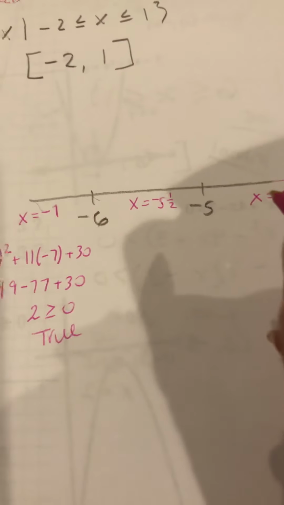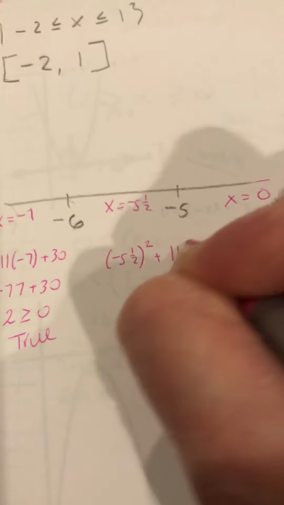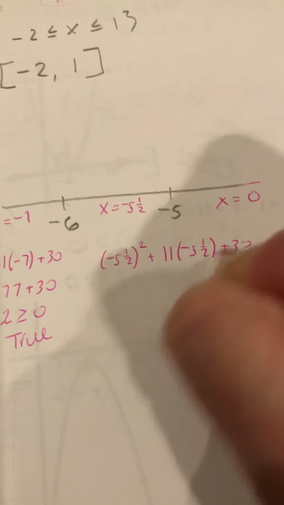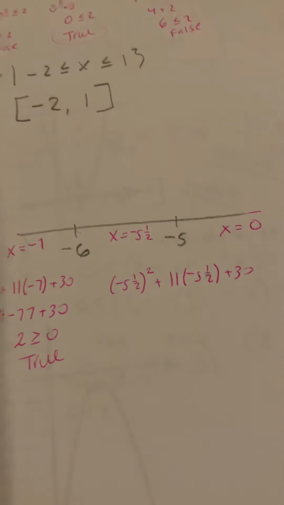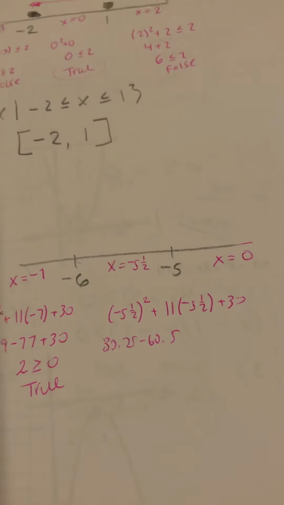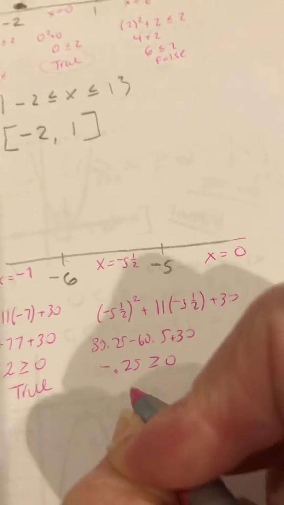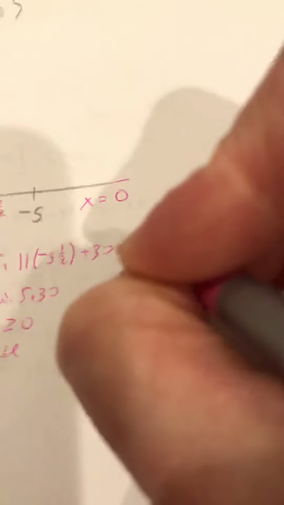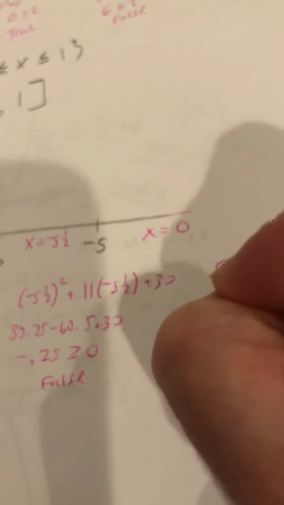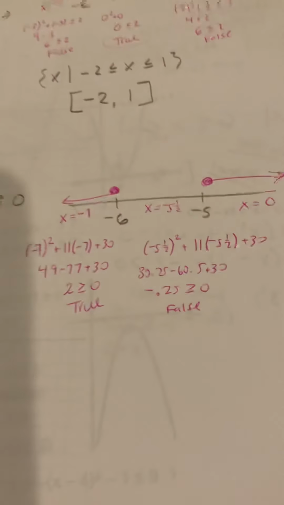Then I'll do -5.5, and I'll put that in a calculator. You can feel free to always do that too. All right, so we get -1/4 greater than or equal to 0, which is false. All right, and then when I put 0 in there, I'm going to get 0 greater than or equal to 0, which is true. Okay. So our solutions this time will be here, and it's a closed circle because it's greater than or equal to, and here. Okay, those are my true spots.